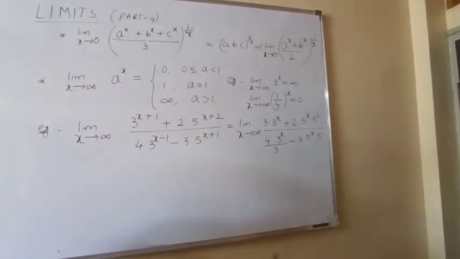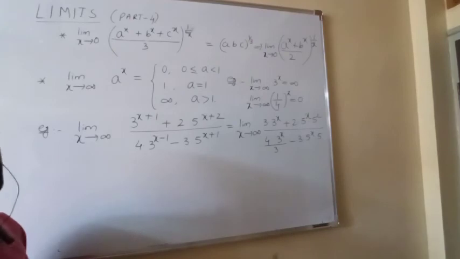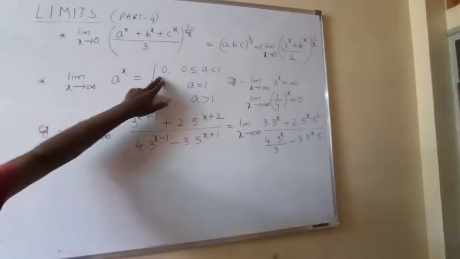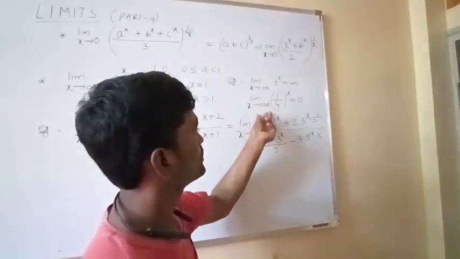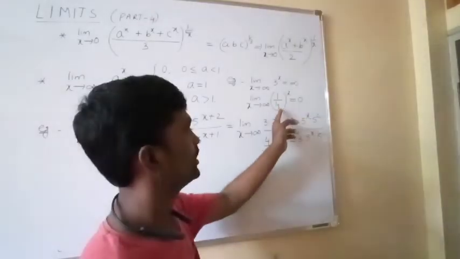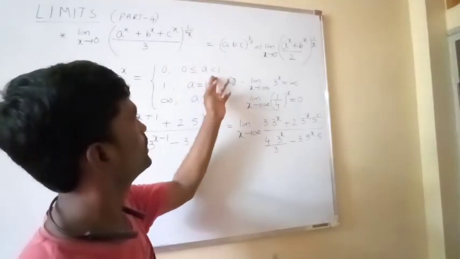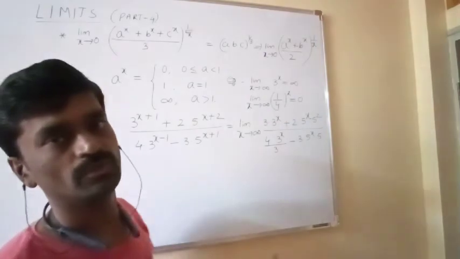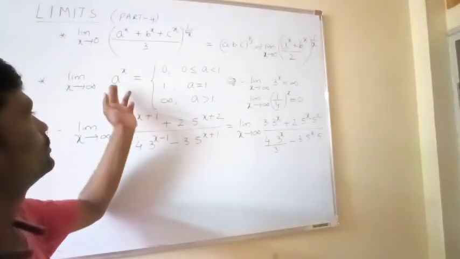Next to this formula, problems based on this formula. See, these are the cases. Here x is tending to infinity. Then A power x tends to 0 if A lies between 0 and 1. For example, limit x tends to infinity (1 by 4) whole power x is 0, because here A value is 1 by 4, which is 0.25, and lies between 0 and 1. So using this formula, the limit of this function is 0.